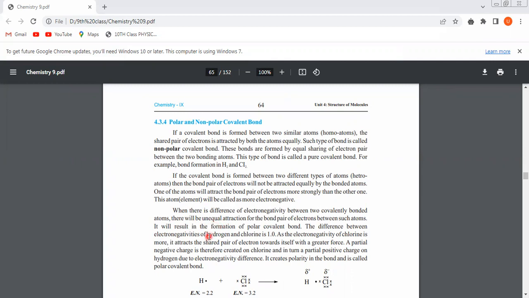The difference between the electronegativities of hydrogen and chlorine is 1.0. As the electronegativity of chlorine is more, it attracts the shared pair of electrons towards itself with a greater force. A partial negative charge is therefore created on chlorine and a partial positive charge on the hydrogen, and due to the electronegativity difference it creates polarity in the bond, and it's called a polar covalent bond.